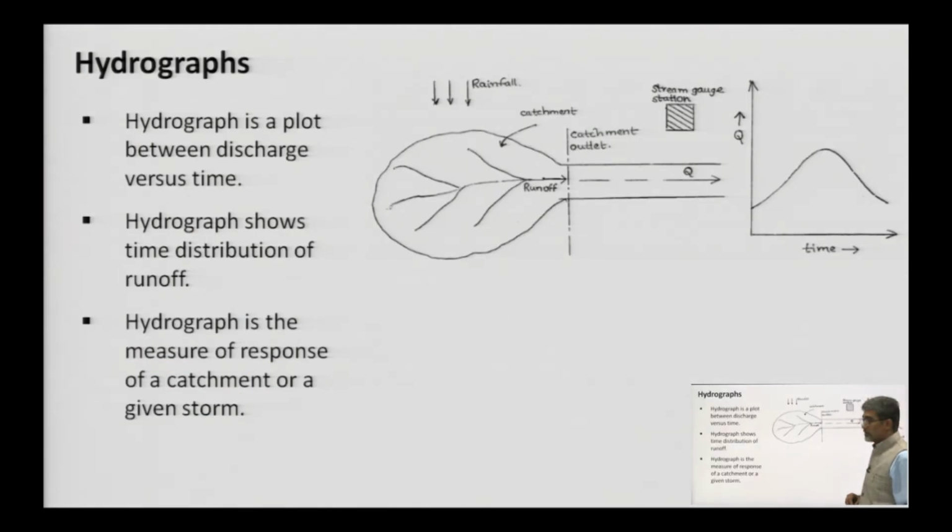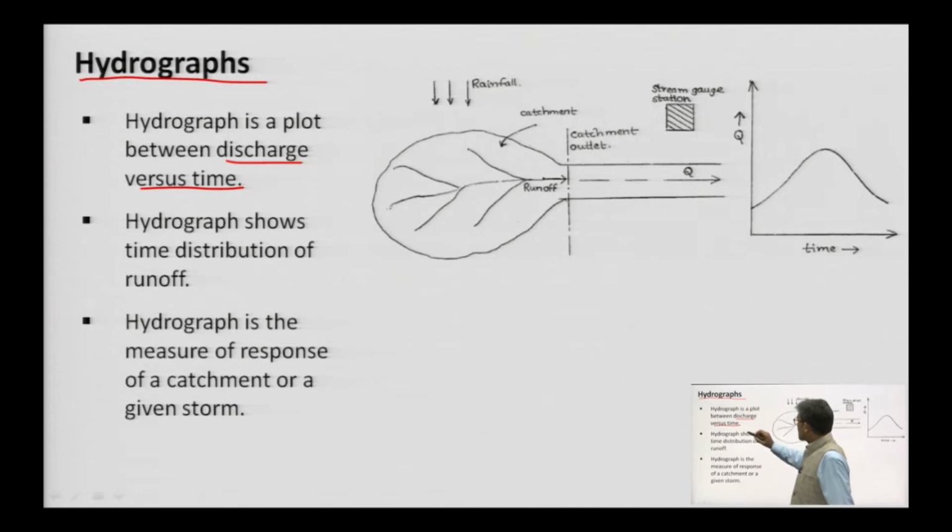Right. Next, we come to the topic of today's class, that is the hydrograph. A hydrograph is a plot between discharge versus time. Previously we also plotted discharge versus time in the flow duration curve and flow mass curve, and a hydrograph is also a plot between Q and T.